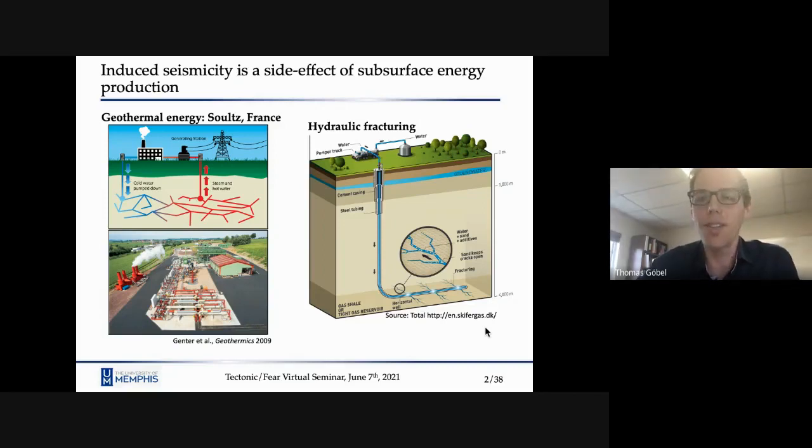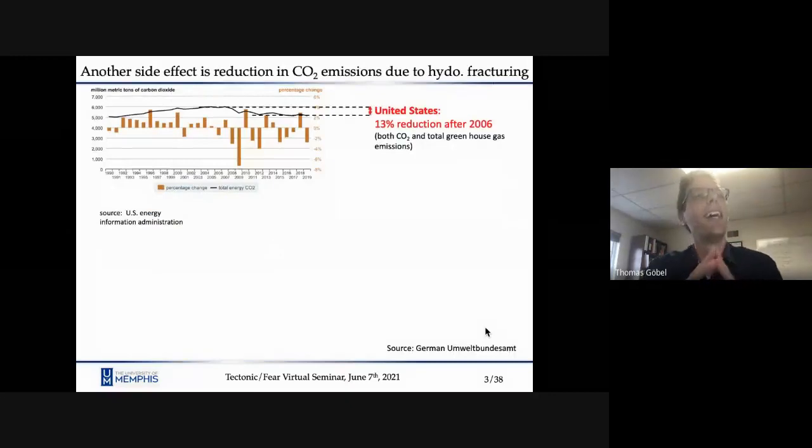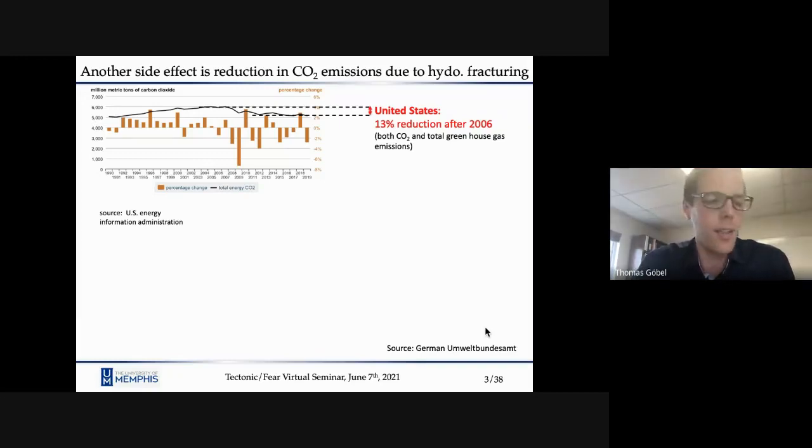So this is the induced seismicity side. There's also a positive side effect of doing subsurface operations, which is producing energy. And I thought this is a reasonably interesting observation, that a side effect of hydraulic fracturing and the shale gas boom is a reduction in CO2 emissions in the US. This is taken from the peak in 2006 till about 2019. There was roughly a 13% reduction in CO2 emissions and really other greenhouse gases.